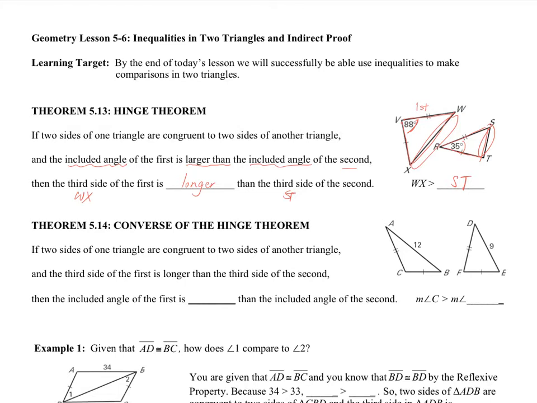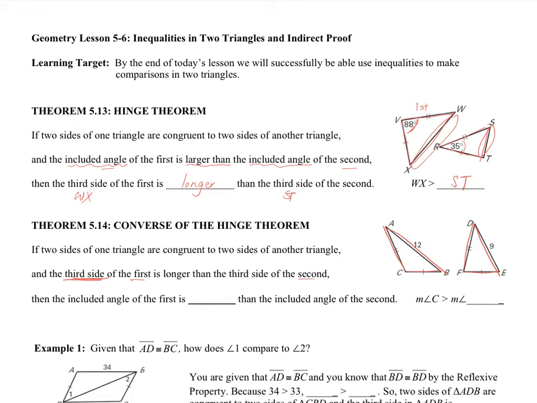Theorem 5.14. The converse of the hinge theorem is the exact opposite. If two sides of one triangle are congruent to two sides of another triangle, so we say CB is congruent to FE, and CA is congruent to FD, and the third side, now this time it's referring to side, not angle, of the first triangle is longer. So we're saying AB is longer than the third side of the second, so AB is longer than DE.